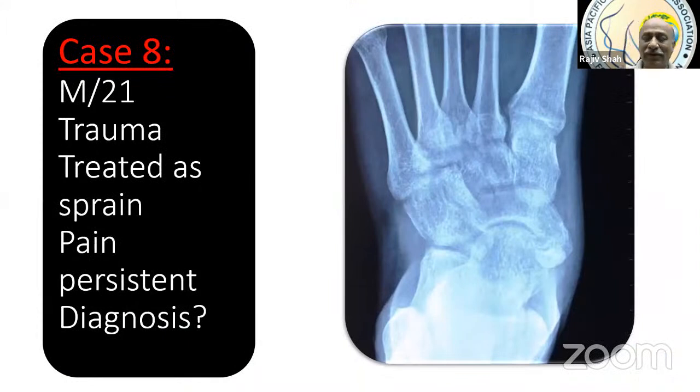Now, this is important. Someone was asking about the tuberosity fracture. So this was a 21-year-old male who had trauma, which was treated as a sprain, and then he had persistent pain. Diagnosis, spot diagnosis, anybody? Dr. Rajiv, call.